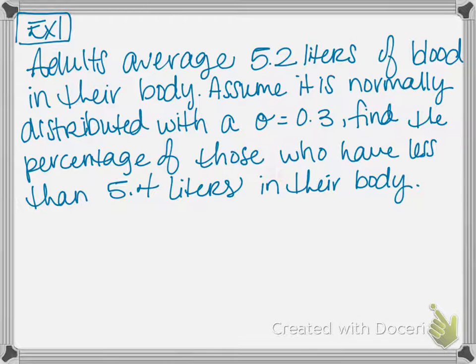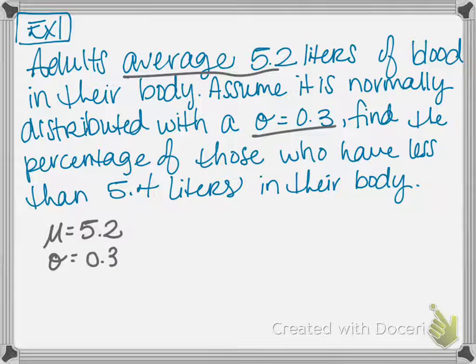Example 1 says adults average 5.2 liters of blood in their body. Assume it is normally distributed with a standard deviation of 0.3, and find the percentage of those who have less than 5.4 liters in their body. So when you're doing your homework, please make sure that you're not copying the whole paragraph. That's not necessary. Just write down key pieces of information like the average is 5.2 liters, our standard deviation is 0.3 liters, and we need to find things that are less than 5.4.